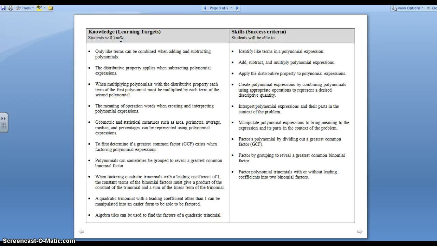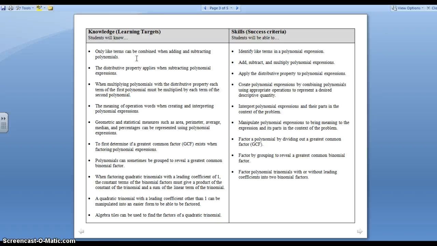the unit. Realize that some of the knowledge important for Unit 7 polynomials may have been gained in previous courses, such as students will know only like terms can be combined when adding and subtracting polynomials. This knowledge is essential to meeting the success criteria for this unit, and since there may be misconceptions regarding this concept for some students, it is important to include in your instruction for the unit.